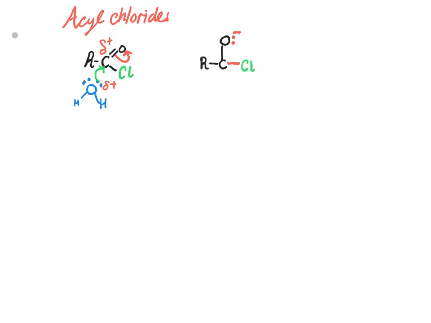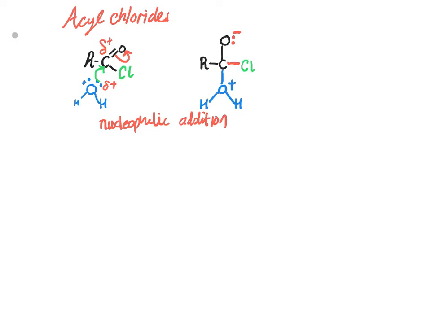Now, if water has attached by the oxygen, don't forget that there are still two hydrogens attached. And now that the oxygen has 3 bonds, to counteract this negative charge here, we must have a positive charge on the oxygen. This intermediate is formed as a result of nucleophilic addition.